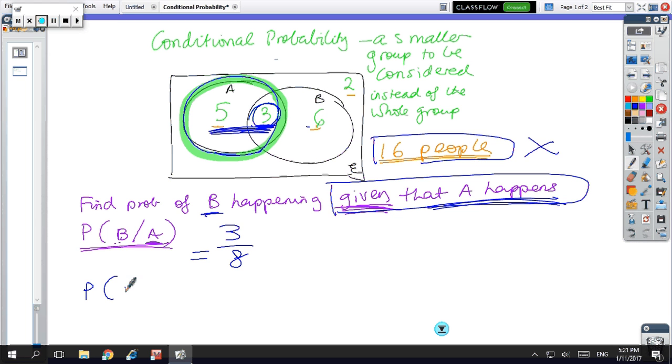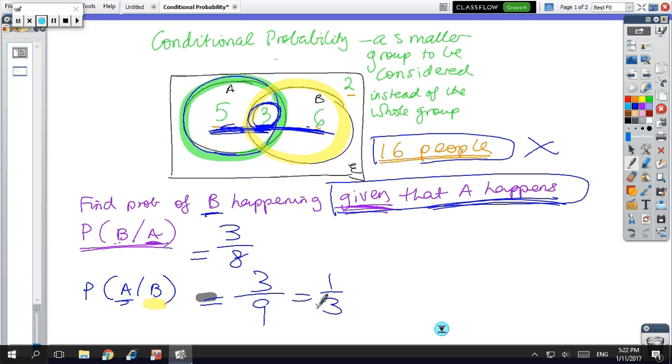If the question had been A given B, okay, so find the probability of A given B, that means that B has happened, so this is B happening. Those people are B, so the answer will be something over 9 because B has happened. So what's the chance of it being A? Well, these 3 people are the A people, so the answer is 3 out of 9, which is 1/3.